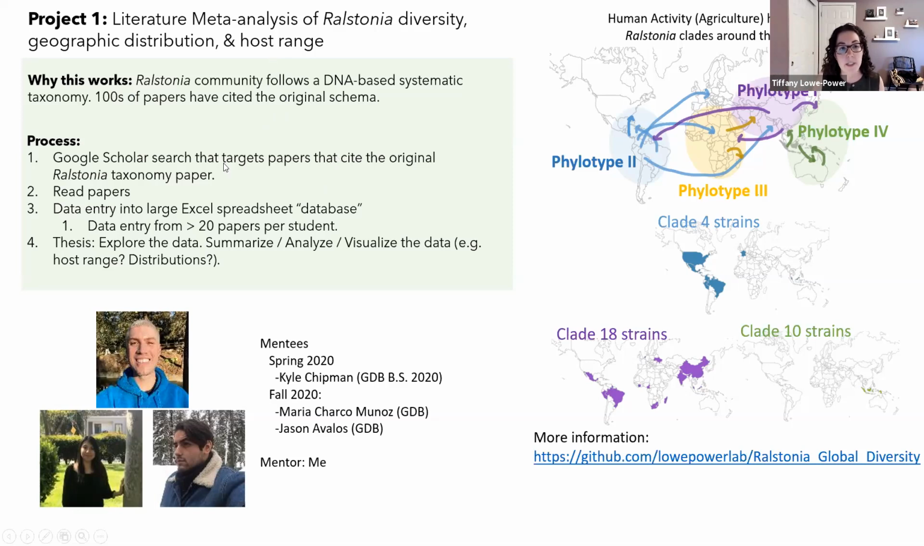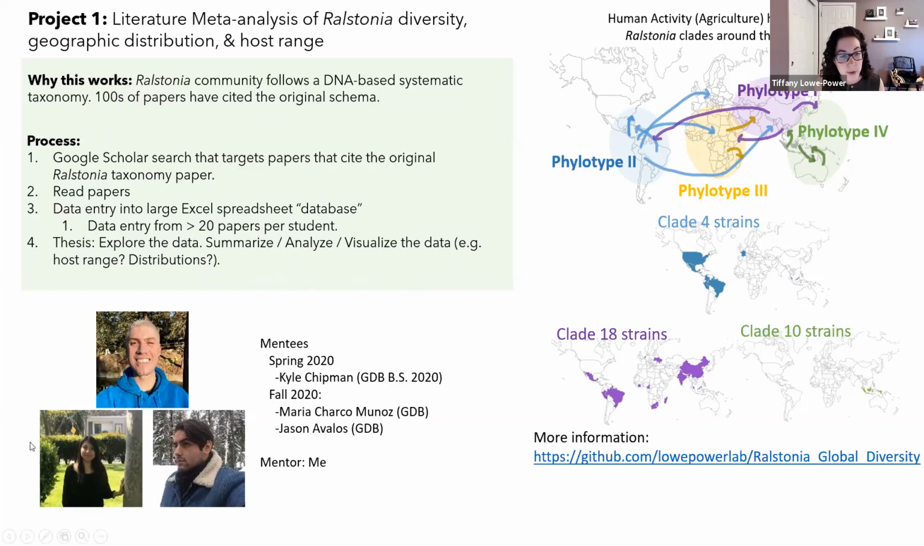And I knew that this information was fragmented in the literature and no one has brought it all together in a systematic review. So Kyle and I decided to use a Google Scholar-based search to create a large database of all of the strains of Ralstonia that have been classified by this schema. Since this is a particularly large schema, there are hundreds of papers. Kyle entered data from about 35 papers, so there was still more to contribute.